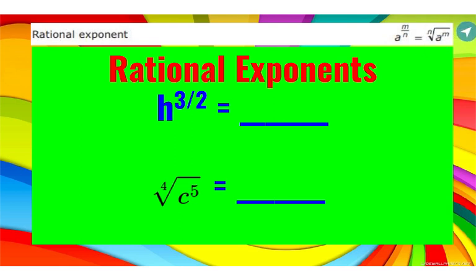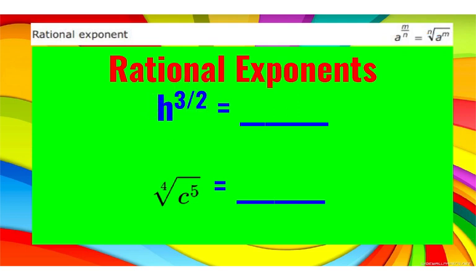So we have our square root sign, and our numerator, whatever that exponent is on the numerator, it's going to stay the exponent on the base. My denominator is going to change to a little number on the outside, telling us whether we're going to be square rooting, cube rooting, or what.